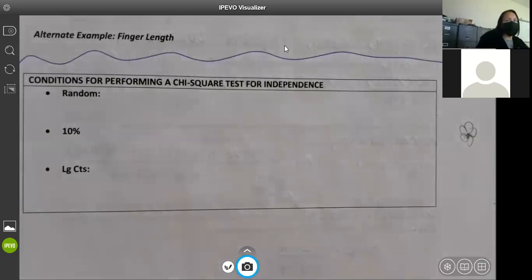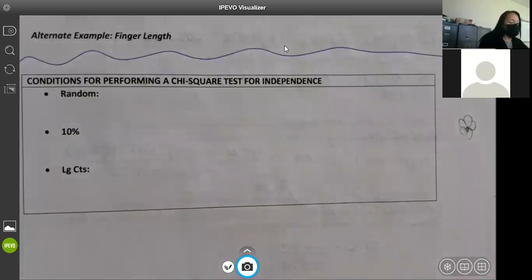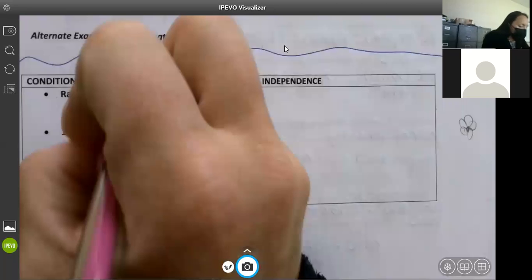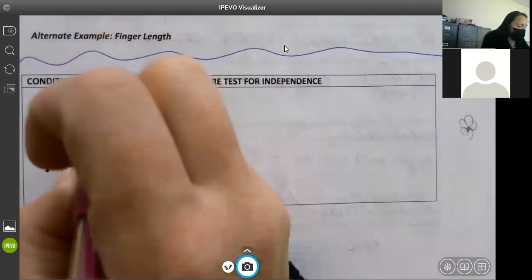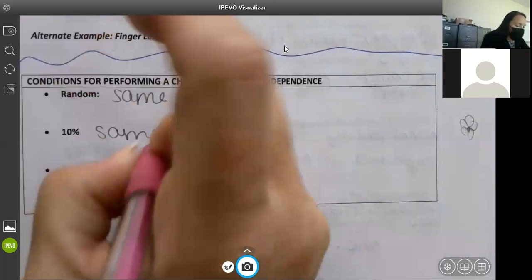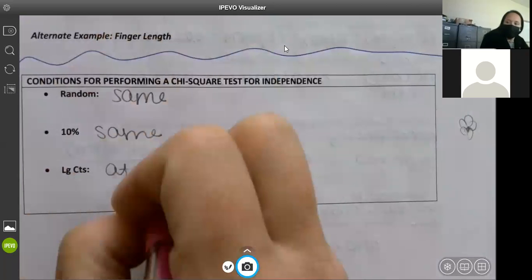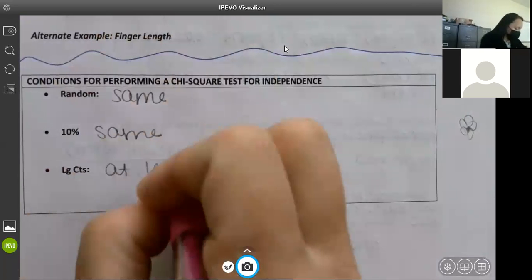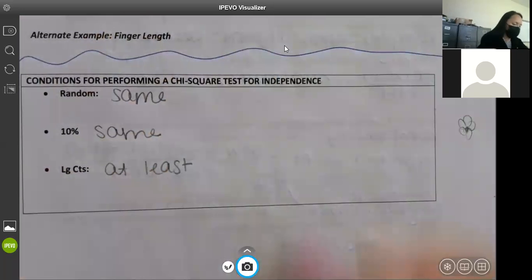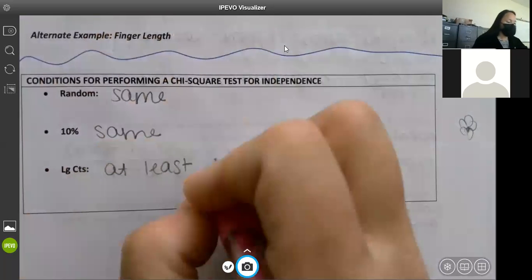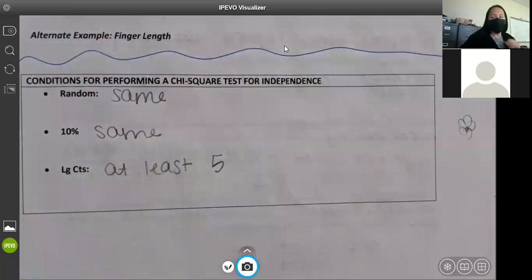All right. So, conditions for performing a chi-square test for independence. Remember, we talked about the difference between independence and homogeneity, but I will tell you that again in a minute. The random condition is the same. The 10% is the same. And remember, the large count is at least 5. At least 5. Okay. That's all that goes on that page. We're going to flip it over.